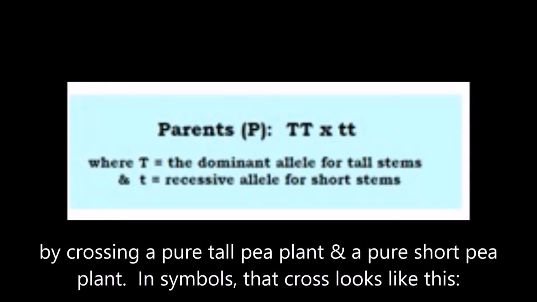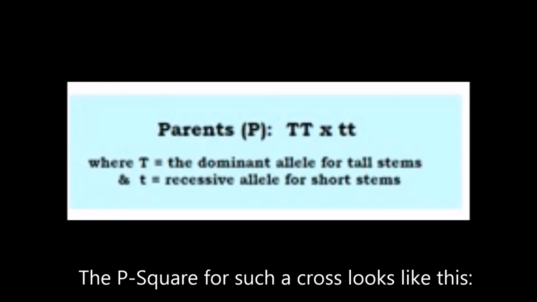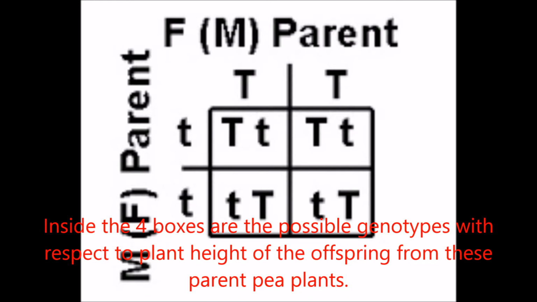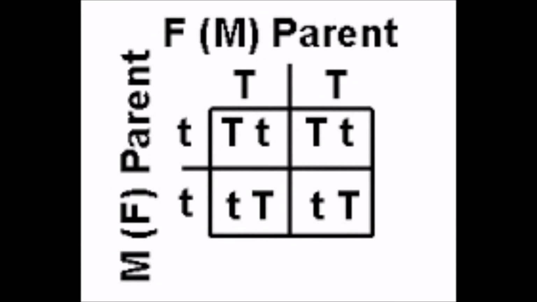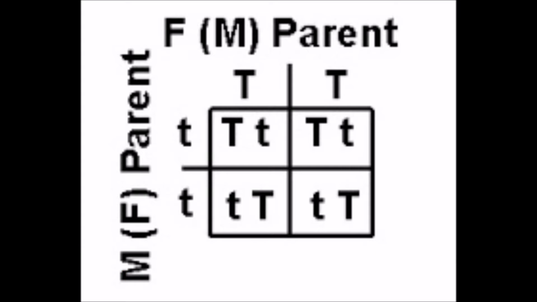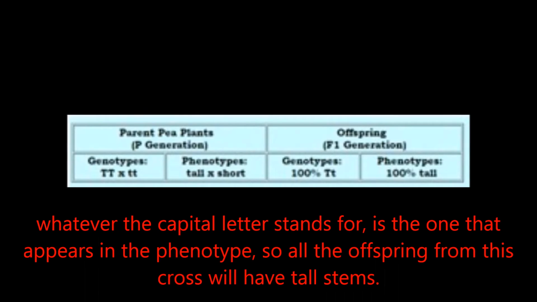In symbols, the cross looked like this. The Punnett square for such a cross looked like this. Inside the 4 boxes are the possible genotypes with respect to the plant height of the offspring from these parent pea plants. In this case, the only possible genotype is the heterozygous Tt. In hybrids, the dominant trait, whatever the capital letter stands for, is the one that appears in the phenotype, so all the offspring from this cross will have tall stems.